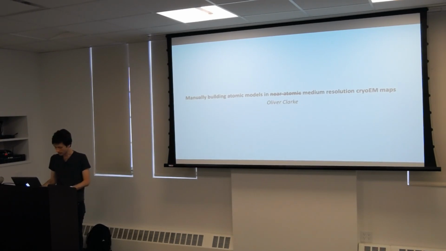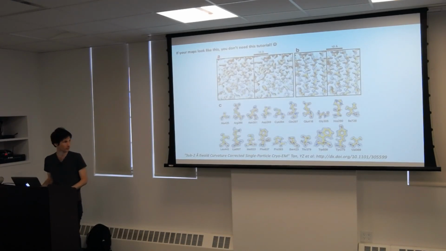But yeah, so today I just wanted to give you a little bit of an anecdotal introduction into how to build atomic models manually into what I would call a medium resolution EM map. So I'm talking like 3 to 5 angstroms. I feel like near atomic should be reserved for maps like this one here, where you can nearly see atoms, where you're closer to sub 2 angstroms.